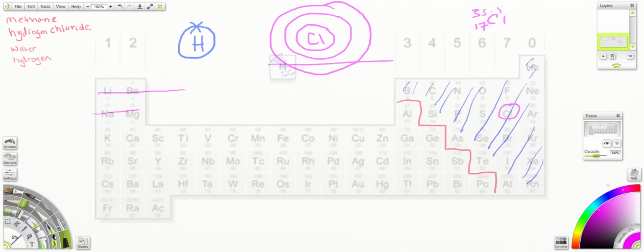So I'm going to change the color for my dot. That's 1, 2, and I know the next ring is going to have 8 because I need to move on to the next ring. So this has got 8: 2, 4, 6, 7, 8. I know that it's in group 7, so it's going to have 7 in the outer shell. So I'm going to draw 1, 2, 3, 4, 5, 6, and 7. Now can you see this electron here has no friend?